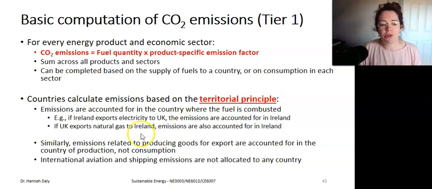Similarly, emissions related to producing goods for export are accounted for in the country of the production, not the consumption.